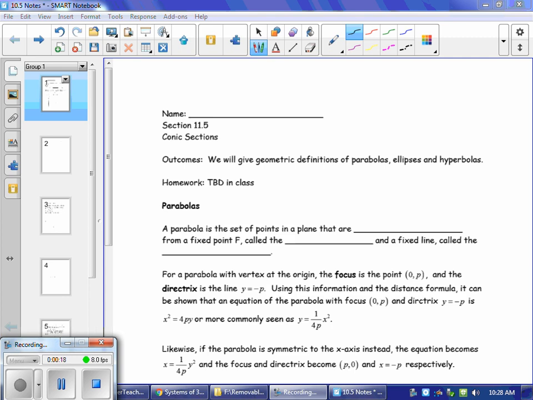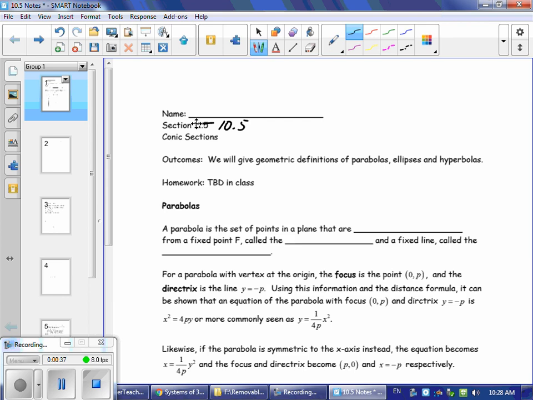Okay, first thing, wrong section. Let's cross that off. This is actually section 10.5, conic sections. Hopefully you've been exposed to some conic sections here. More than likely it would have been in pre-calculus.